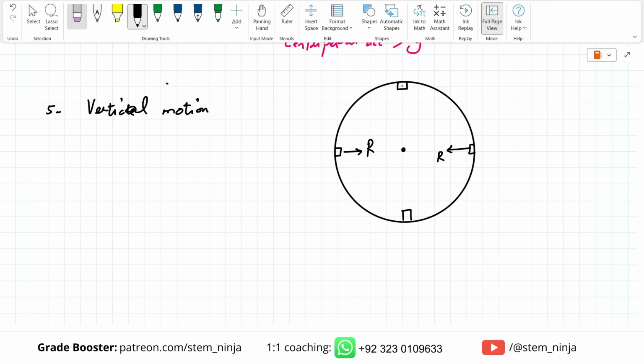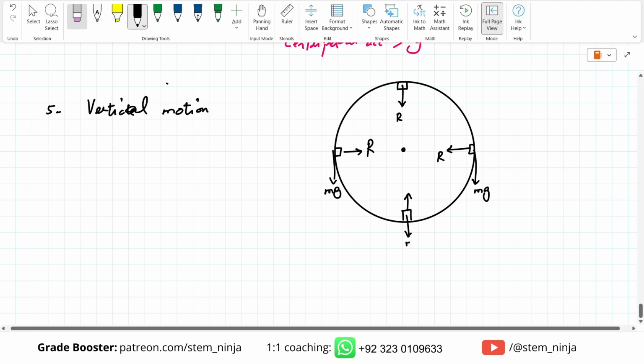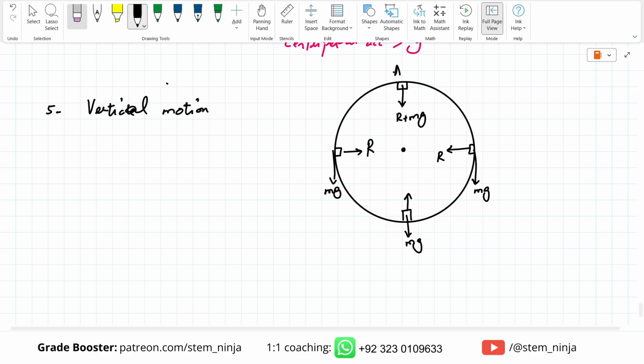So R, this would be R, this would be R. This would be mg, this would be mg, this would be mg, and in the same direction would be mg. So A, B, C, D. So B and D would be the same case as before.